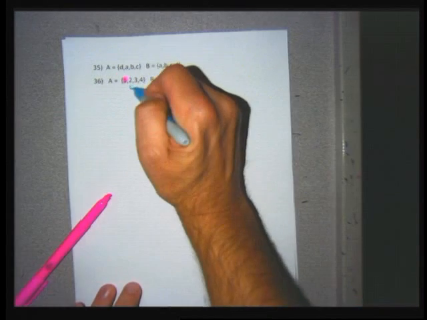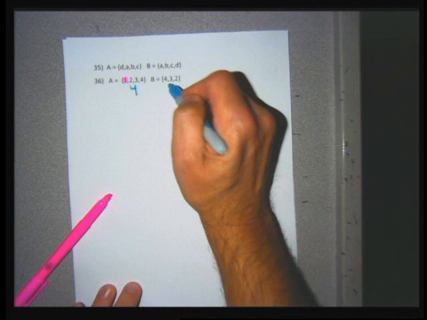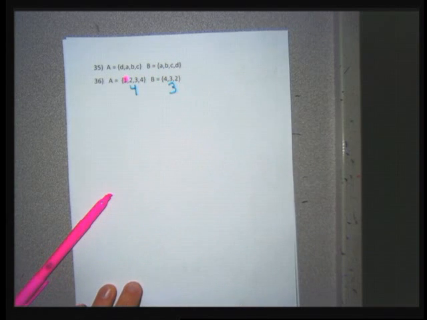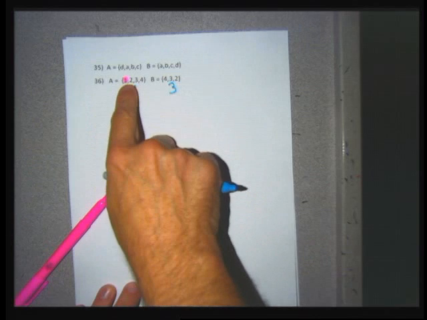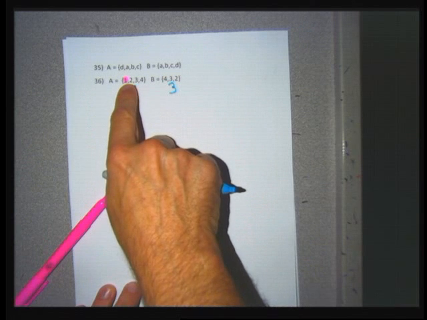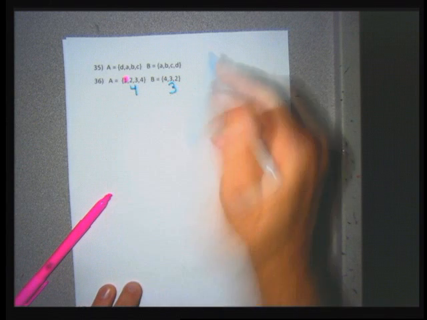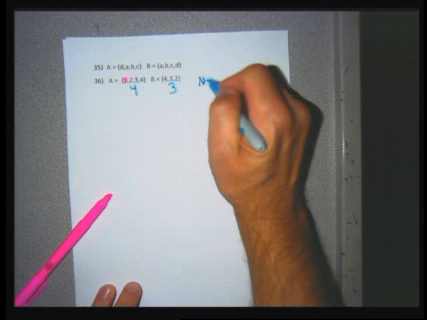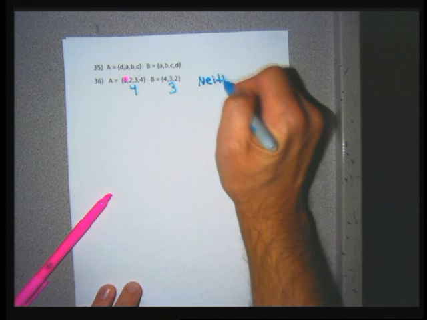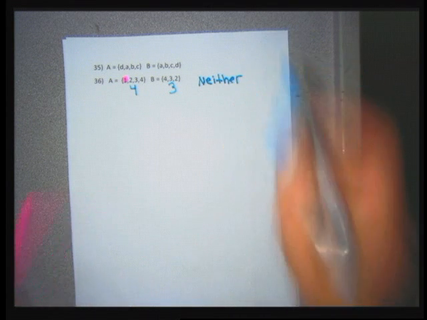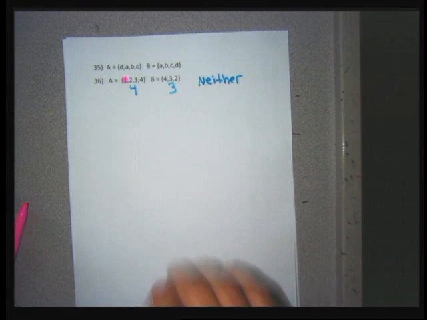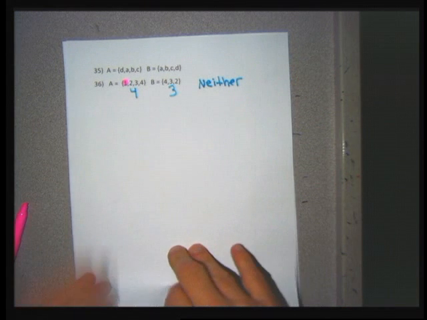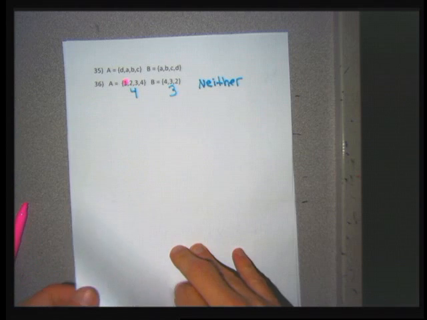Similarly, I look at the number of elements. A has 4 elements, B has 3 elements. That makes them not equivalent. They're not equal because they both don't have the number 1. They're not equivalent because they don't have the same number of elements. So my answer for problem 36, these are going to be neither equivalent nor equal. You're going to have both on yours.